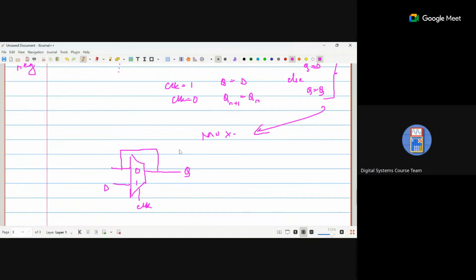And when the clock is equal to 1, your Q will be equal to D. So basically D goes directly to Q, that's it. It will go directly like that. So this is your multiplexer diagram for this particular latch. Which latch? The D latch. This is for the D latch.